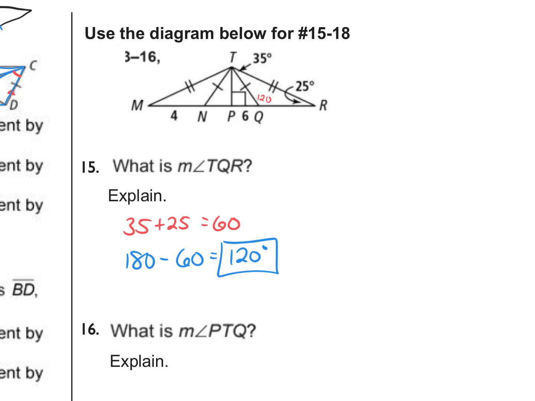So let's look at number 16. It wants to find the measure of angle PTQ. So we're looking for this very small angle in here. Okay, can I assume that the angle is just 35? I cannot. What can we do to kind of help us get there?